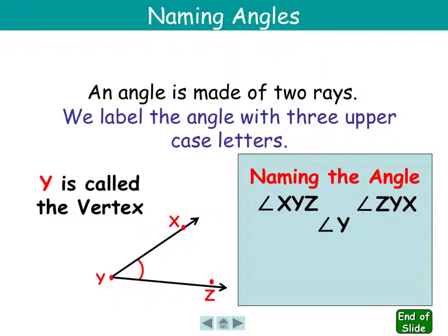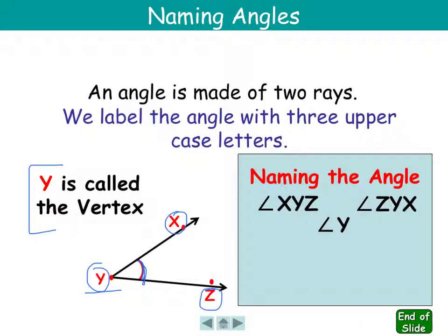We label the angle with 3 uppercase letters, okay? Letter 1 starts at one end of the ray. Letter 2 starts at the vertex, which is that middle point, and letter 3 starts at the other end of the ray. When we're trying to identify an angle, we put a little line in here. This Y here is called the vertex. You'll need to write this down.